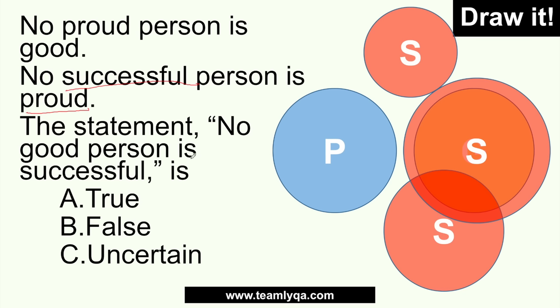Now, if you look at the relationship between the circle na G at saka circle na S, honestly, hindi natin alam, kasi tamo, kung ikaw ay good person, hindi mo sure ngayon kung ikaw ay successful ba automatic, hindi successful, or yung iba lang sa inyo ang magiging successful. So in this case, the answer would be uncertain.